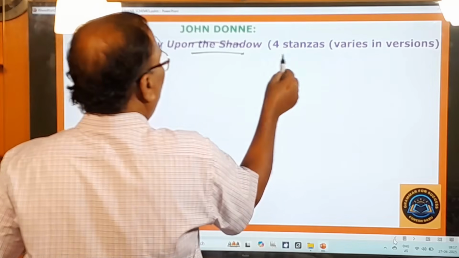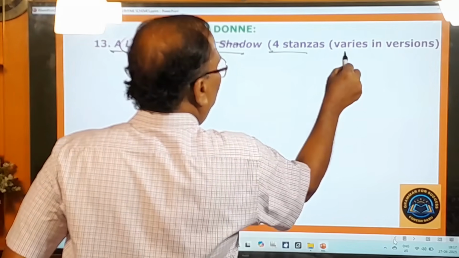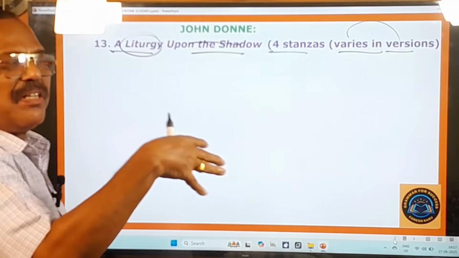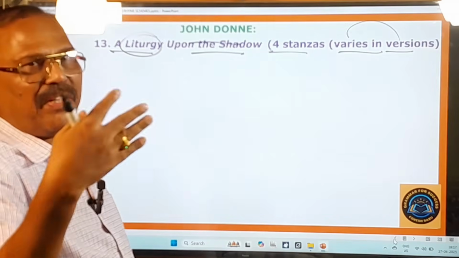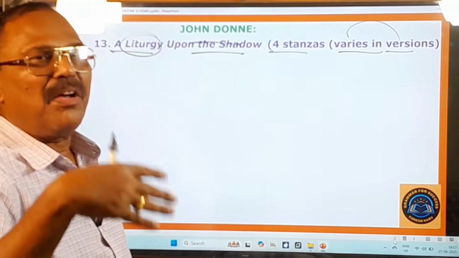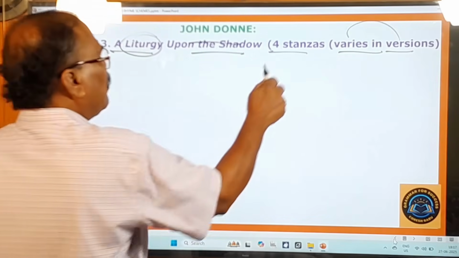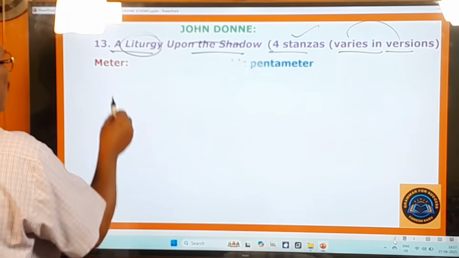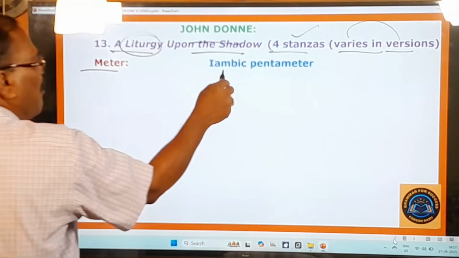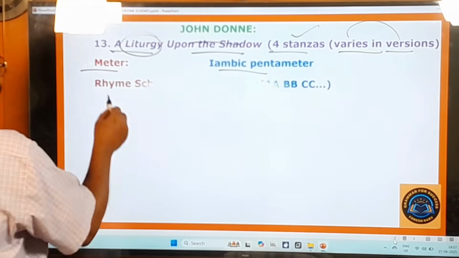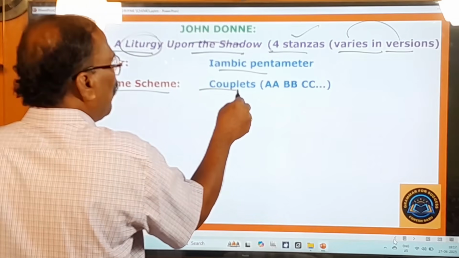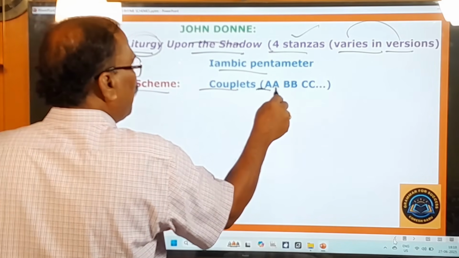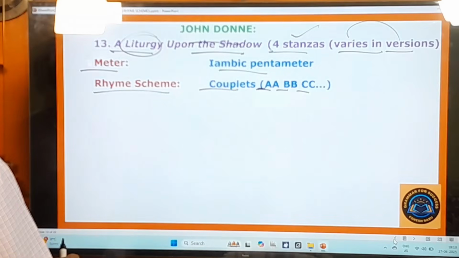And in this poem, there are 4 stanzas, though it varies in versions. In some versions 3 stanzas are mentioned, in some other versions 2 stanzas, 5 stanzas, something like that. On the whole, there are 4 stanzas. Here you pay attention: the meter followed in this poem is iambic pentameter again, and the rhyme scheme is couplets. In this poem there are all couplets, AABBCC, like that.